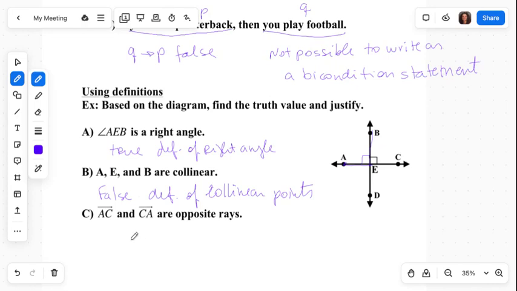And then the next one, AC. So here we have AC going this way, and then we have CA. CA is going to start here and go this way. Are they opposite rays? Well, this is false, and they're not opposite rays because they need to have the same starting point. So by the definition of opposite rays, that is false.